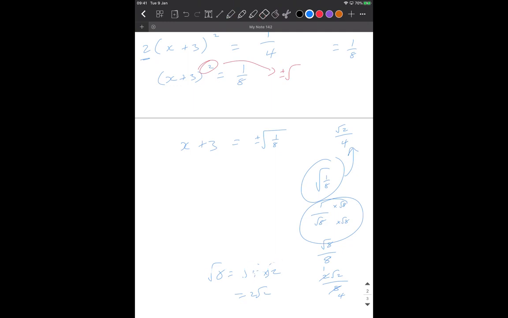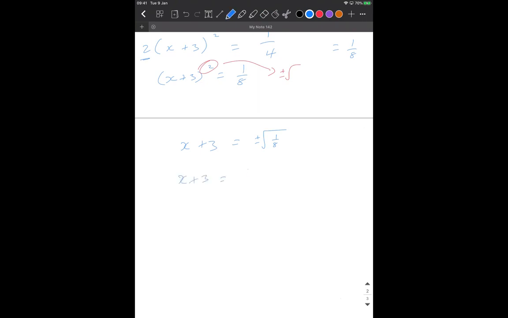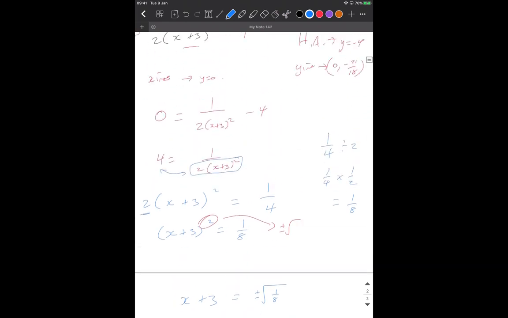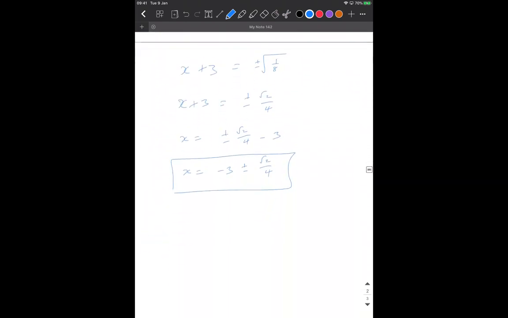You can rewatch that working out if you're not sure how that happens. So it's root 2 on 4. So we get x plus 3 equals positive or negative root 2 on 4. Hopefully that makes a little bit of sense, but we'll keep going. Then we can minus 3. So instead of writing positive or negative root 2 on 4, take away 3, I'm going to write it as negative 3 plus or minus root 2 on 4. And they're our x-intercepts. So when we put all that together, we have asymptotes at negative 3, negative 4.